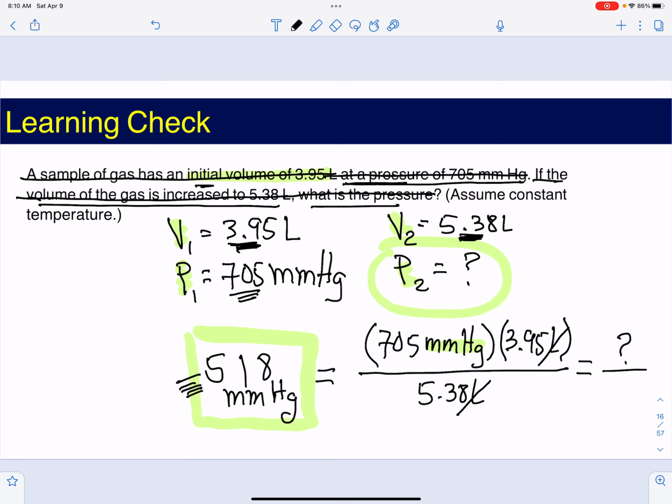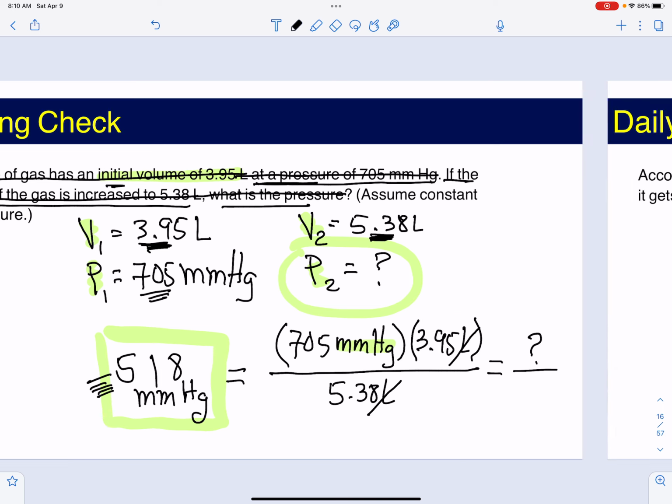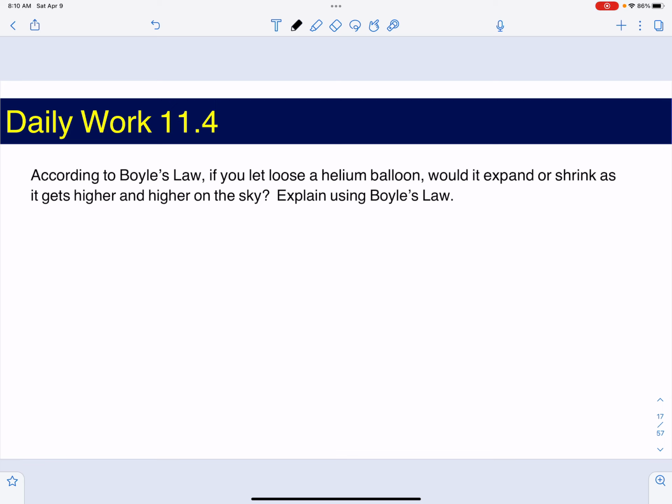What about the kinetic molecular theory of gases? Since my volume went up, now the walls of my container are farther away, which means it's going to take longer for the particles to hit the wall. So by the time they hit the wall, they're going to have less energy. So the pressure is going to be lower. Perfect. Everything makes sense. So now that you understand that, you can do your daily work with Boyle's law.